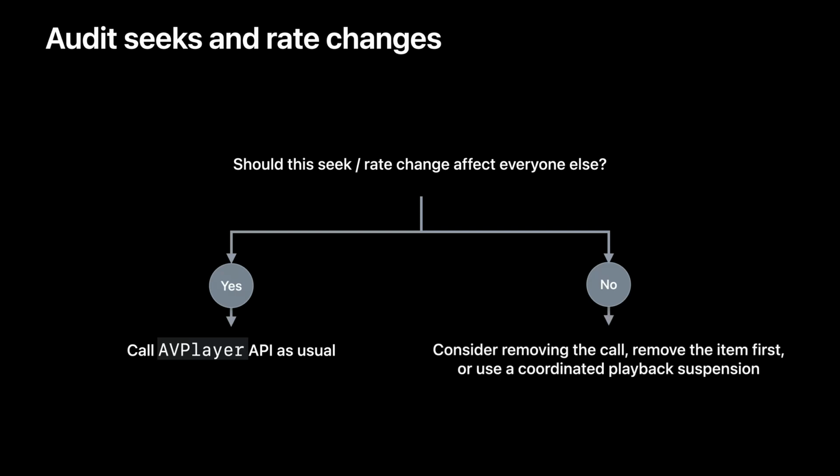In such a situation where your users are playing together with others, you should first consider not pausing at all. Since everyone else continues to play, users will often prefer to stick with the group even if it has some kind of drawback, like not being able to see the content temporarily. If you have no other choice but to pause, you have two options. Remove the item first or begin a coordinated playback suspension, which I will cover later in this talk.